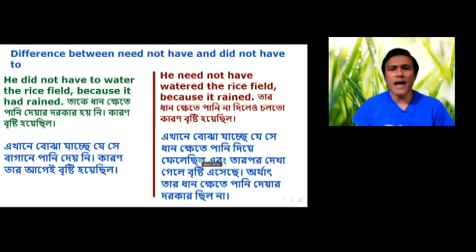He need not have watered the rice field because it rained. তার ধান খেতে পানি না দিলেও চলতো কারণ বৃষ্টি হয়েছিল। এখানে বোঝা যাচ্ছে যে সে ধান খেতে পানি দিয়ে ফেলেছিল এবং তারপর দেখা গেল বৃষ্টি এসেছে, অর্থাৎ তার ধান খেতে পানি দেওয়ার দরকার ছিল না। Dear viewers and learners, hopefully you have understood the difference between these two structures, and it's very important to understand this structure very clearly.